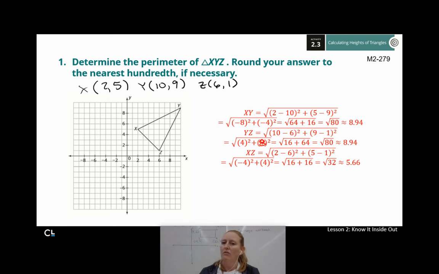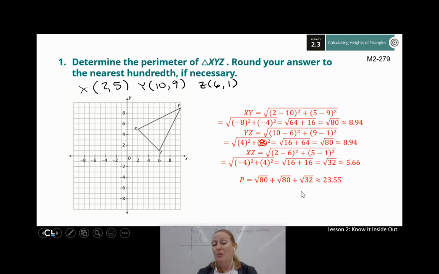And of course, we are finding the perimeter. So I need to add all of these together, plus C, plus C, plus C. When I add them all together, I get about 23.55. Now, I will warn you, it might be a little different. If you use your calculator, 8.94 plus 8.94 plus 5.66, you actually get 23.54. That's because we rounded early.